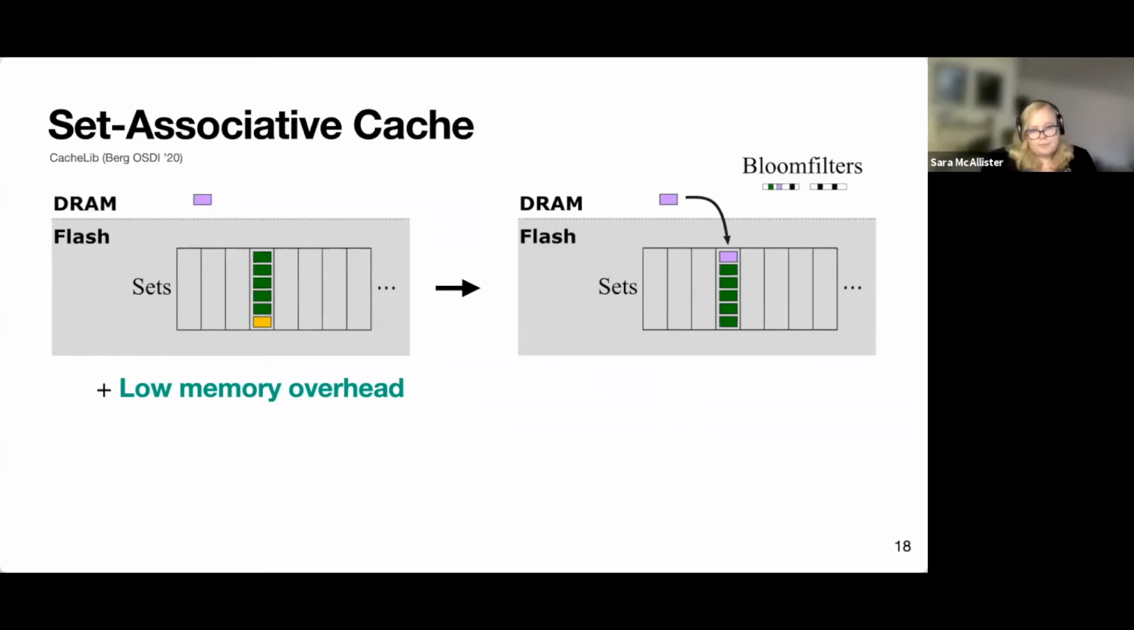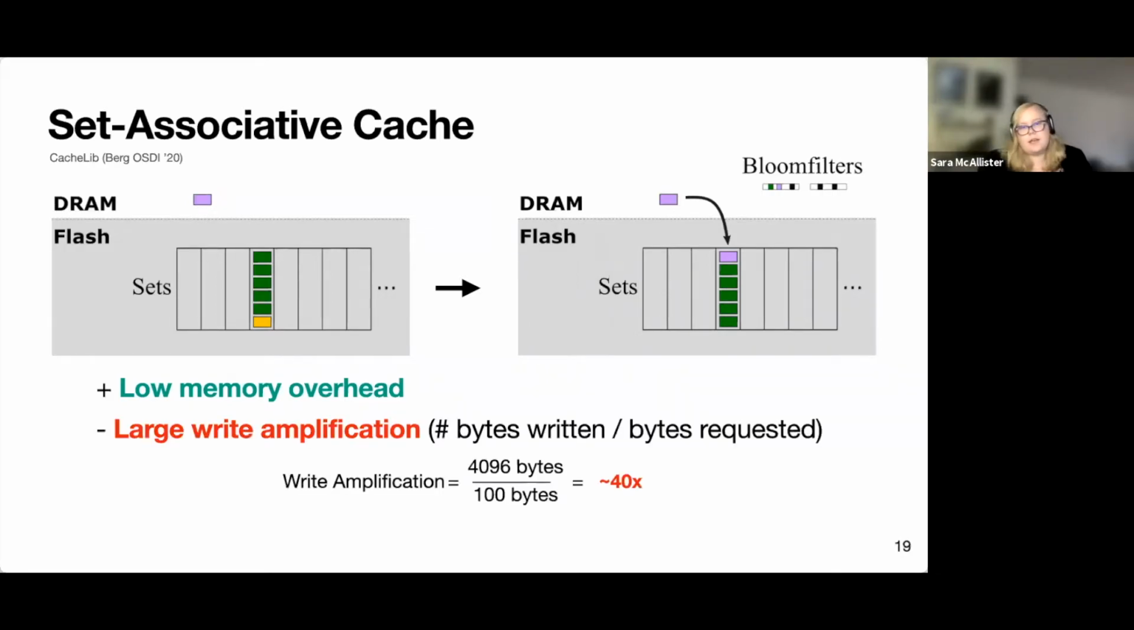The downside, however, is that there's a large write amplification, and we're going to define write amplification as the number of bytes written over the bytes requested. And so here we have to write an entire set, which is 4 kilobytes, for each 100 byte object that we want to insert. So our write amplification becomes 40x, which is much higher than your optimal write amplification of 1x, and it means that we're going to be wearing through our device a lot quicker. And thus the device might not last for the device lifetime.